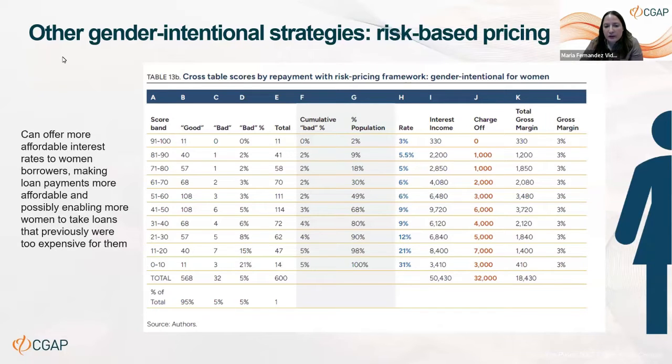You could use it to look at the loan size that you're giving. So the risk-based approach can be used not just for approval, but for other components of the credit process.